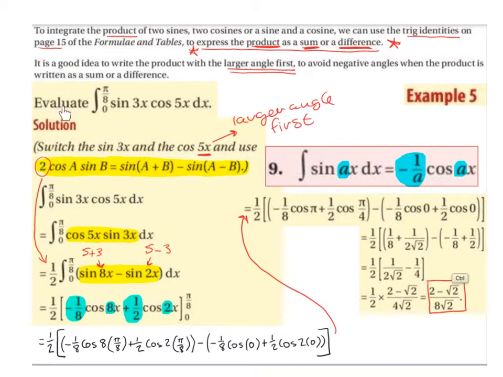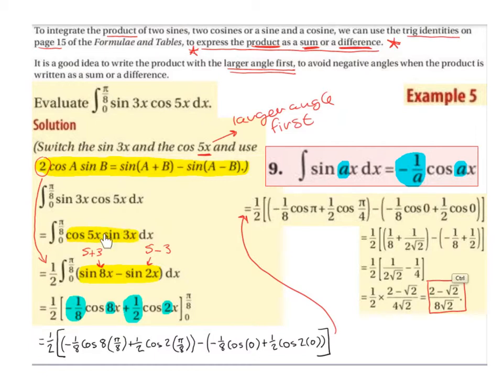Okay, so let's evaluate the integral of sine 3x cos 5x dx between the limits pi over 8 and 0. So we're going to switch the sine 3x and the cos 5x. We're going to swap them around because the 5 is bigger than the 3. So the integral of sine 3x cos 5x dx changes to the integral of cos 5x sine 3x dx. So we're swapping around so that the 5 comes first. We want the larger angle first. So cos 5x sine 3x.